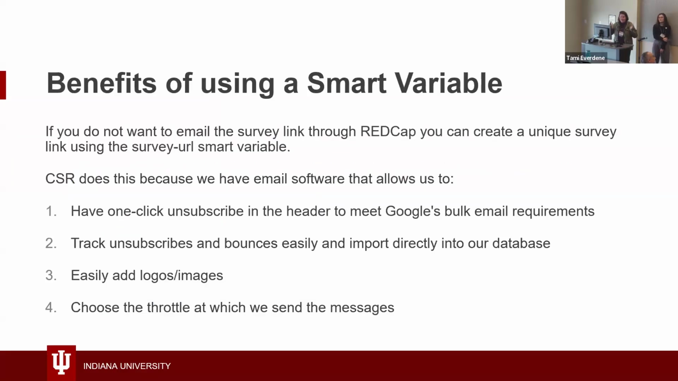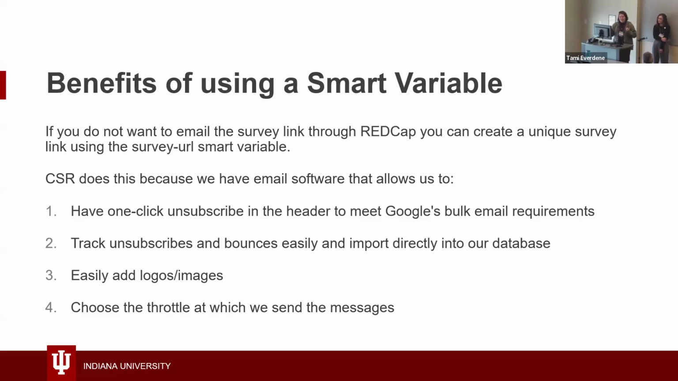So now if you want to do it the more complicated way, you can use what's called a smart variable. The reason we do this at the center is because we send out a lot of emails. By Google's requirements, we are a bulk sender. So in order to meet all of Google and Yahoo and now Microsoft's requirements, we have to have one-click unsubscribe in our header. We have to meet DMARC, DKIM, and SPF. We have to track unsubscribes, all of that stuff.